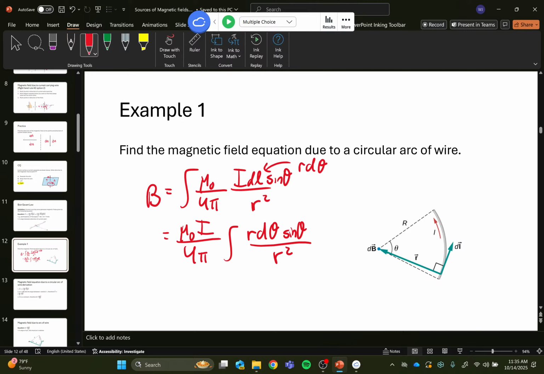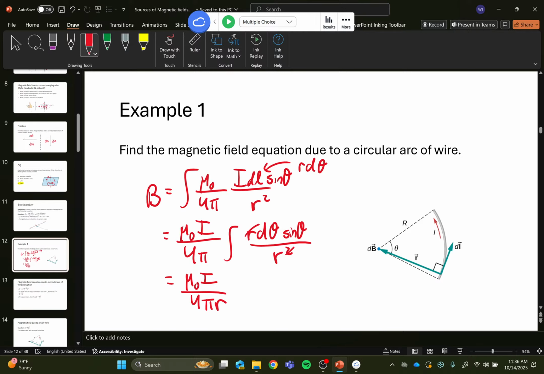You know what's really convenient? R is also a constant. R is the distance from the wire to the point I'm trying to find the field. Everywhere on this wire, every little dl that you can draw is going to be the same distance. One of these r's even cancels for us. So we get mu naught I over 4 pi times, where's the R? Thank you, right there.